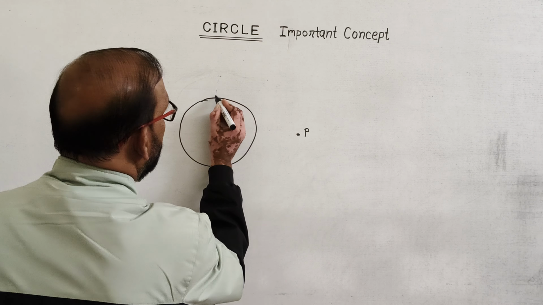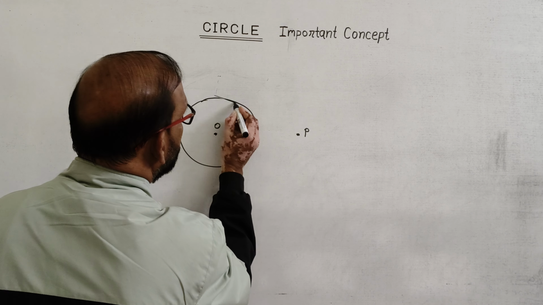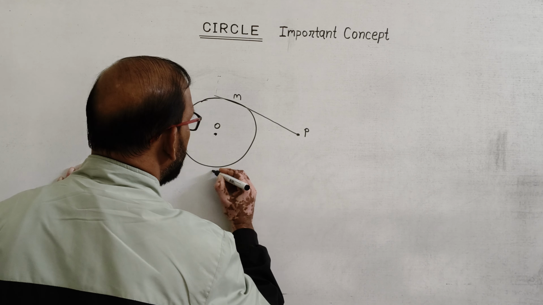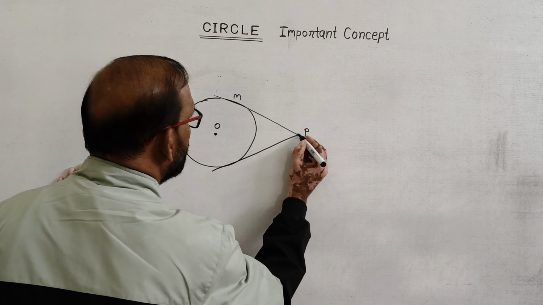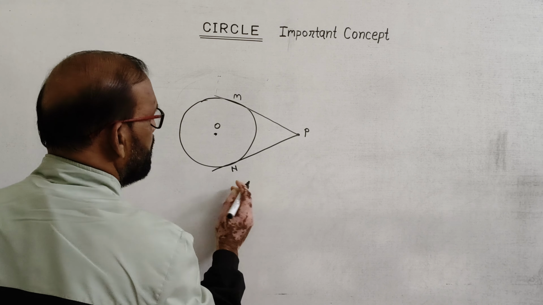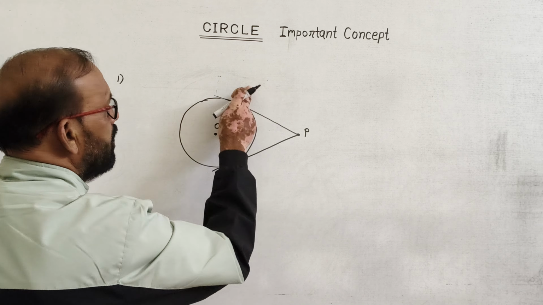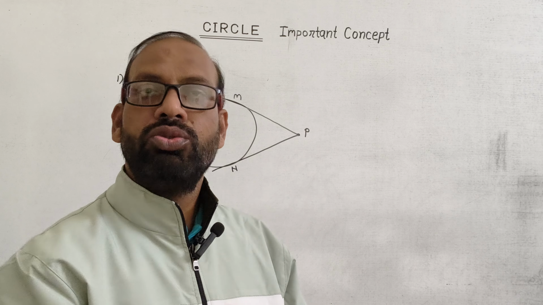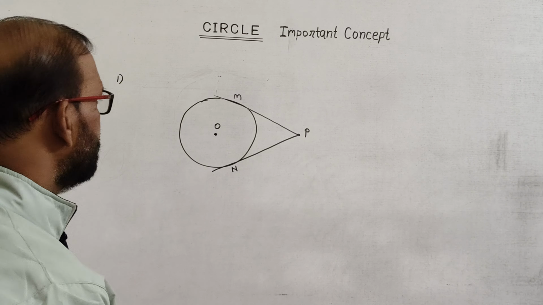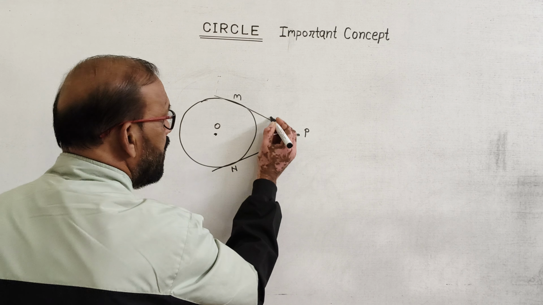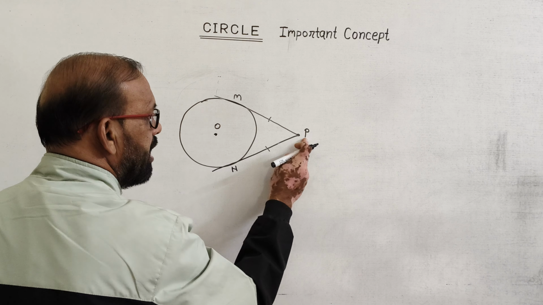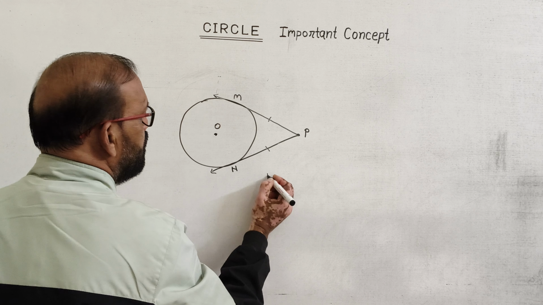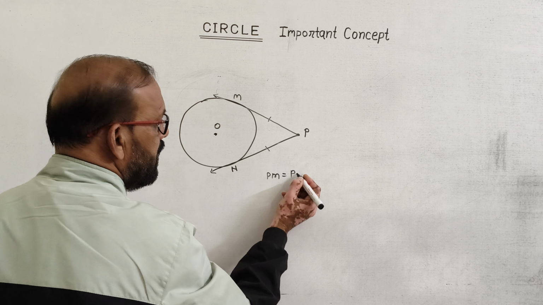So if we draw one line like this, which touches the circle at this point M, and another line touching the circle and passing through this point P is represented by N. So PN and PM are said to be two tangents that can be drawn from the external point to the given circle. And the important thing is that the lengths of these two tangents from this external point are equal. So distance PM is equal to distance PN.